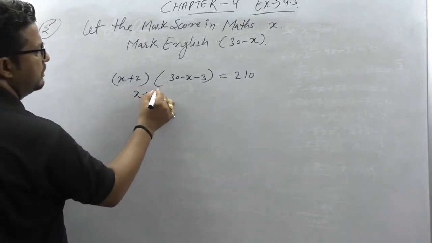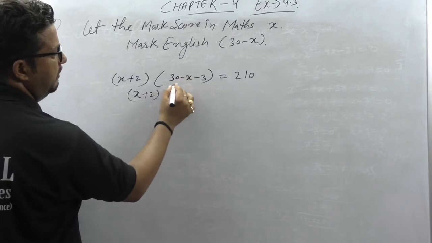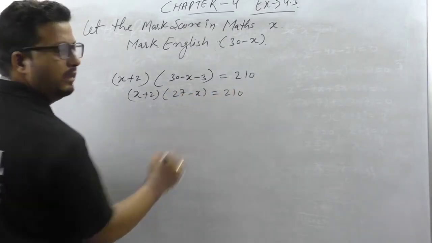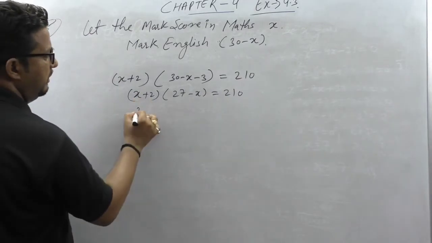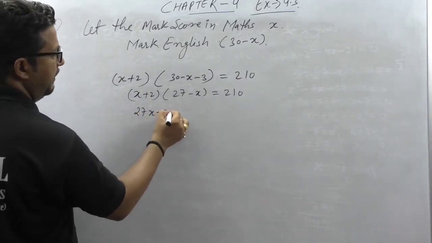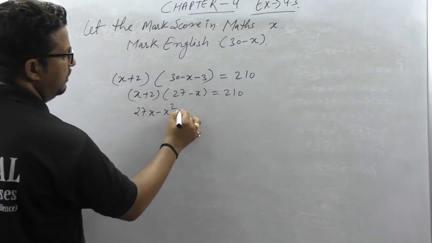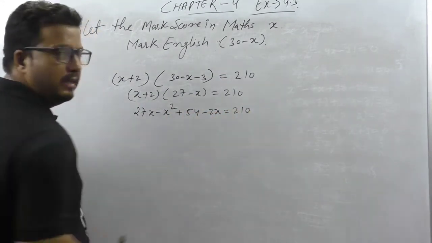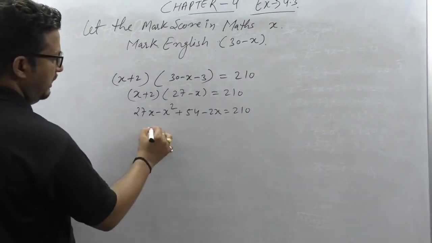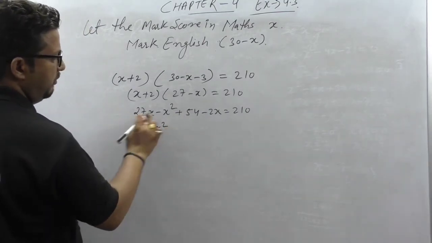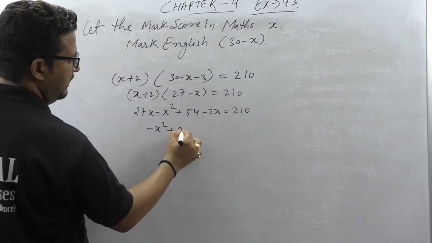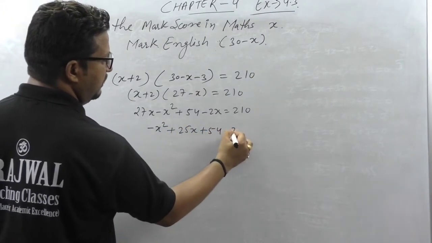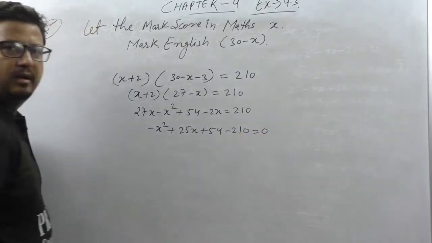So it will be like (x + 2) and it will be like (27 minus x) equal to 210. Now you have to multiply. It will be like 27x minus x square and 27 into 2 is 54 and minus 2x equal to 210. Now here you have minus x square and from 27 if you subtract 2 you will get 25x, and here you have 54 and shift this value this side so it will be minus 210.